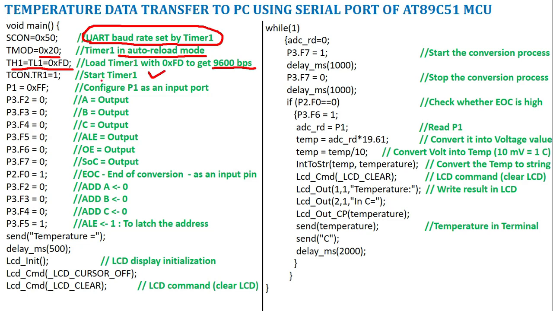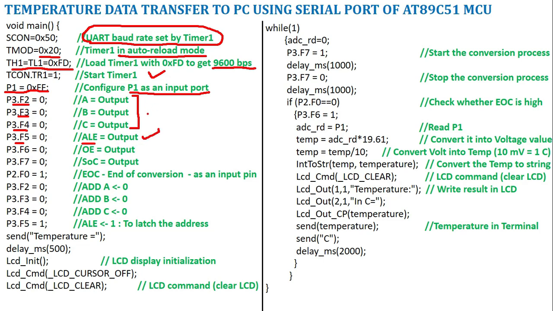Then we need to configure the ports. Port 1 is configured as an input because I am going to get the 8-bit data. The converted 8-bit data from your ADC IC will come to this port 1. So it is configured as an input port by setting it as 0xFF. A particular pin, if set as 1, will be configured as input. If it is set as 0, it will be configured as output. Port 3.2, 3.3 and 3.4, I am going to use for A, B and C, so these will be configured as outputs. And 3.5, I am going to use for ALE, and this also will be configured as an output.